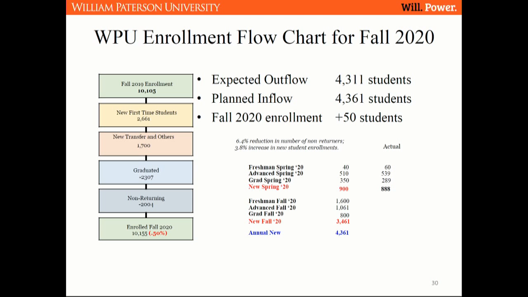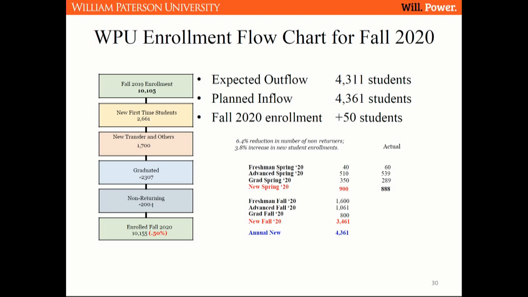The expected or planned inflow of students, those students admitted to the university, is 4,361 students, a difference of 50 students. So the growth from 10,105 to 10,155 students is 50 students, and the 50 students are reflected there.